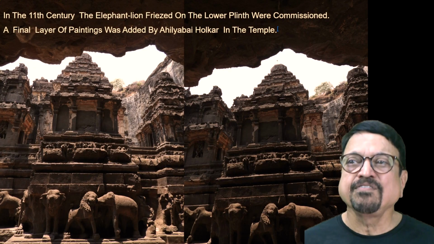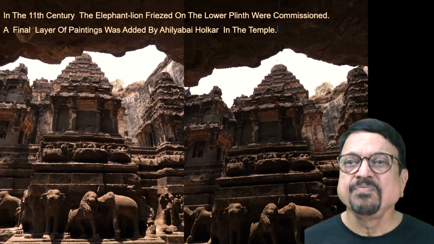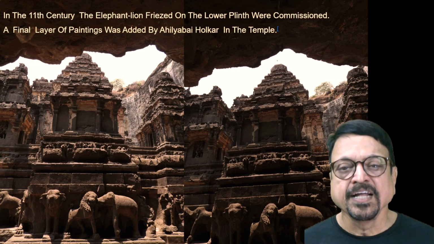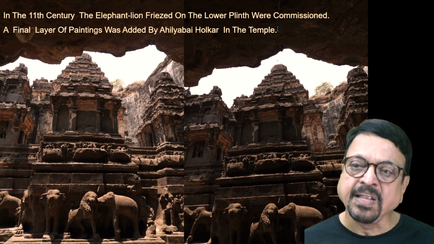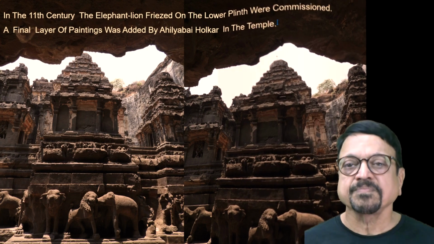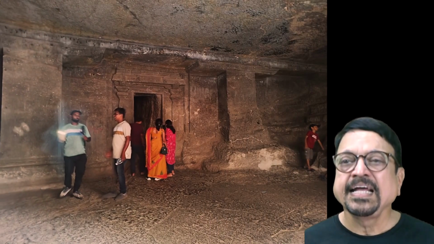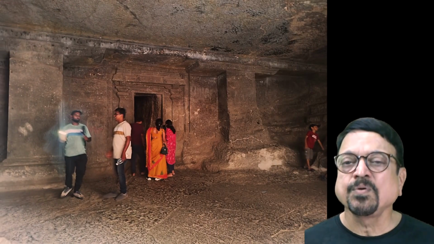Now here you are seeing elephant friezes, then the painting work which was done by Ahilya Devi Holkar. She was a queen of Indore. So she has done it. Now we are coming inside the temple. Look at this. We are going to the Garbhagriha.